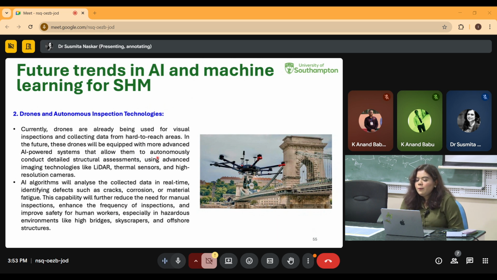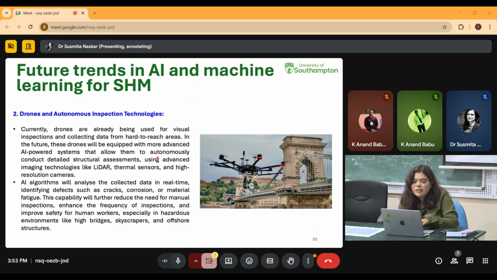So the AI algorithm built into this system will analyze data, again, in real time. They will automatically identify the defects such as, as I said, cracks, fatigue, or corrosion. Immediately they can identify the location and the intensity very easily, right? So this capability not only reduces the need for manual inspection, but also helps in environments, as I said, like bridges, skyscrapers, offshore platforms, tunnels, where it's difficult for humans to reach. So they can actually take care of those.